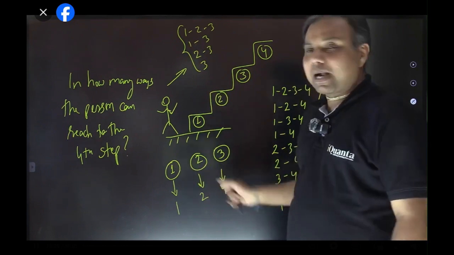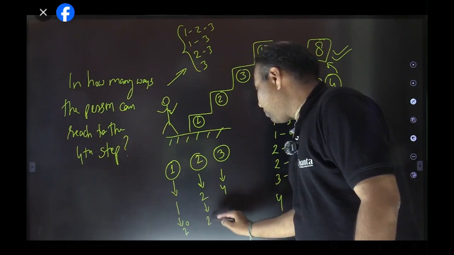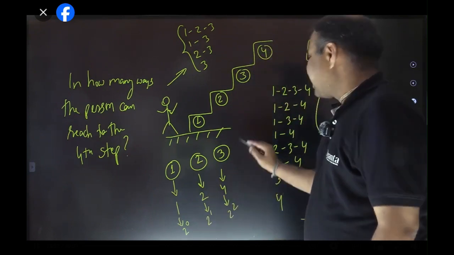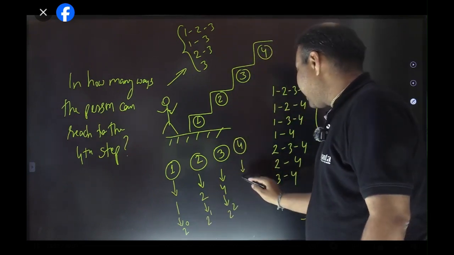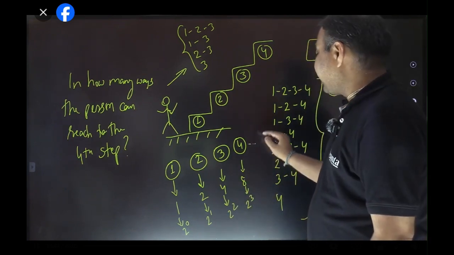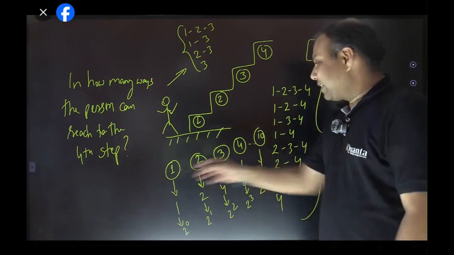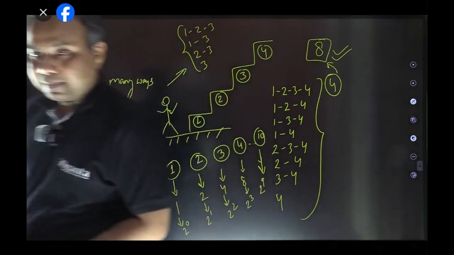Now, can you identify the pattern? Yes, the pattern is this. This is 2 power 0. This is 2 power 1. And this is 2 power 2. Same way for the 4 steps, it is going to be 8, which is 2 raised to power 3. And similarly, if there had been 10 steps, then the answer had to be 2 raised to power 9. That is seeing the pattern.